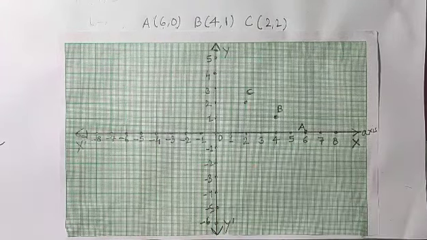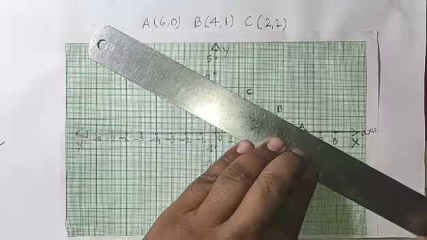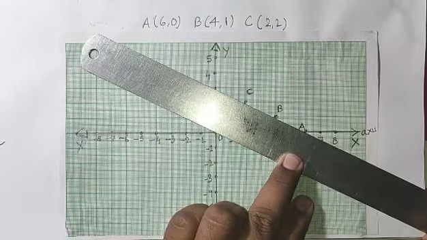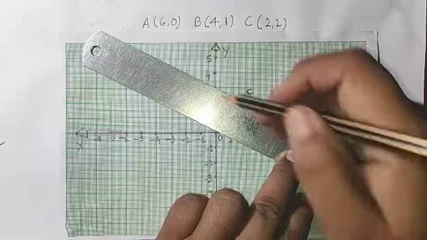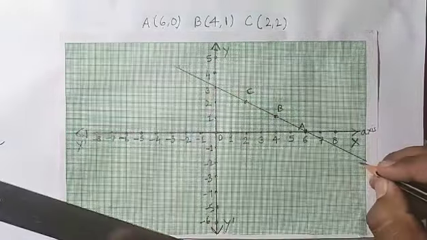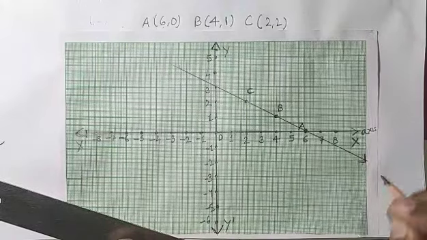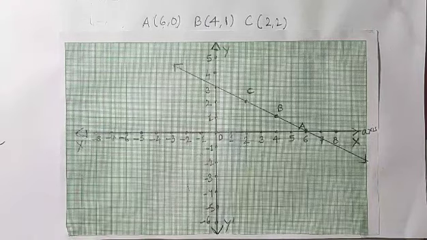Now students, we will join all these three points with a scale. Just join these three points and you will get a line like this. Okay, so this is the geometrical representation of linear equations in two variables.